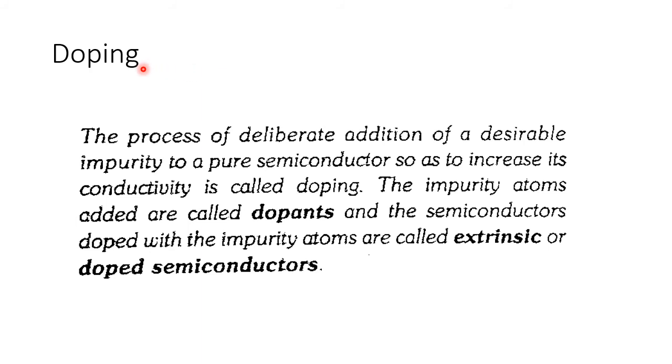Now, your intrinsic semiconductors have conductivity but in very small amount, which is not suitable for practical purpose. So to make it suitable for practical purpose, what we usually do is we dope. Dope means adding impurity, adding extra material. So what is doping? The process of deliberate addition of desirable impurity to a pure semiconductor so as to increase its conductivity is called doping.